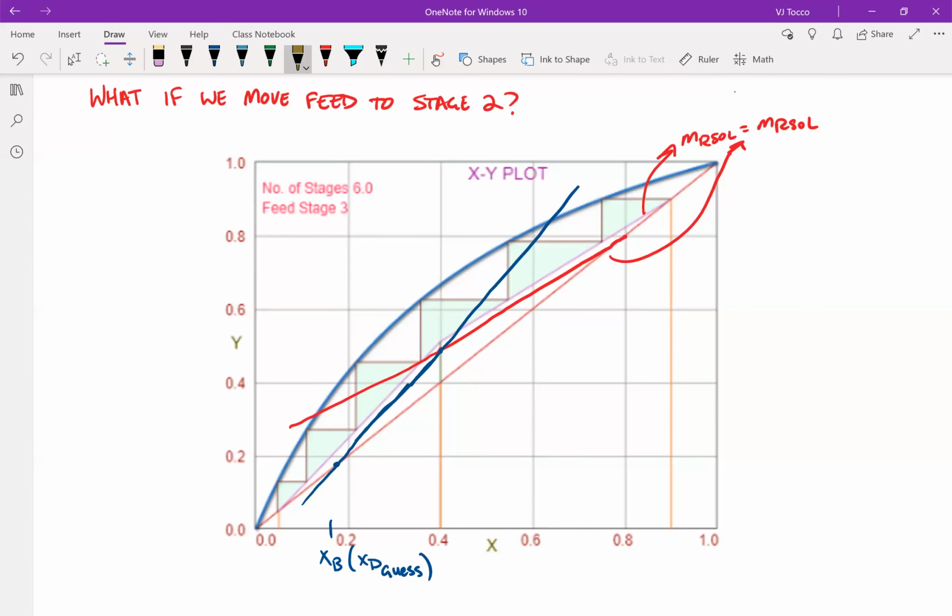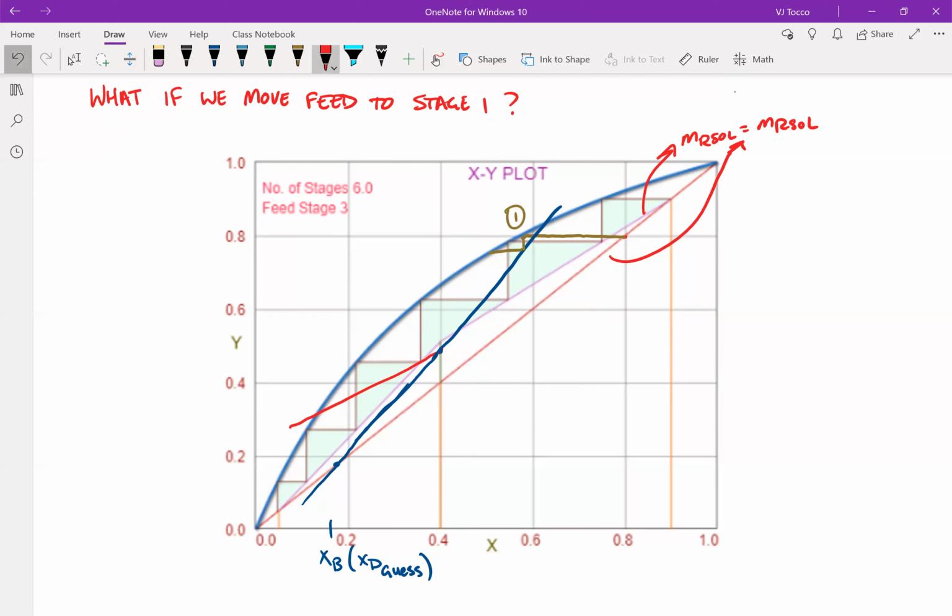So I said I'm going to move the feed to stage 2. So my first stage is on my red line. So stage 1 is there. Stage 2 is then on the blue line, which interestingly, I'm stepping over. So this is maybe a bad example. Let's say I move the feed to stage 1. If I move the feed to stage 1, then my first stage is the one that I have to step over onto the other operating line. So this is stage 1, and then stage 2 goes onto the blue again.